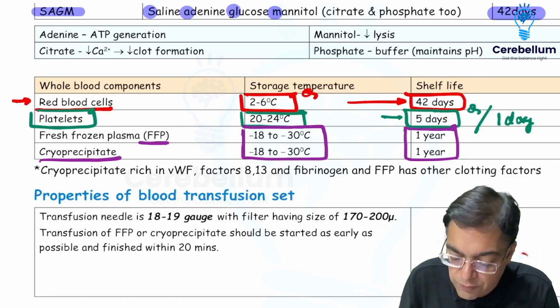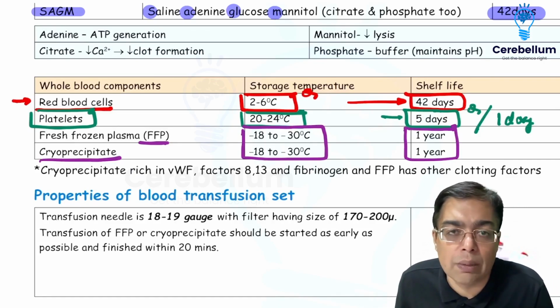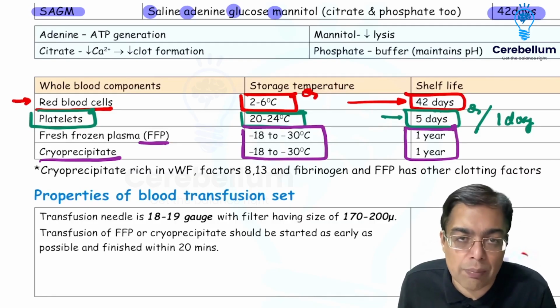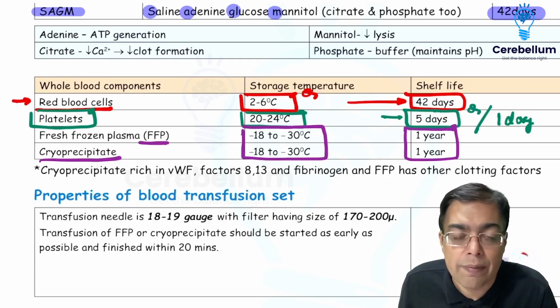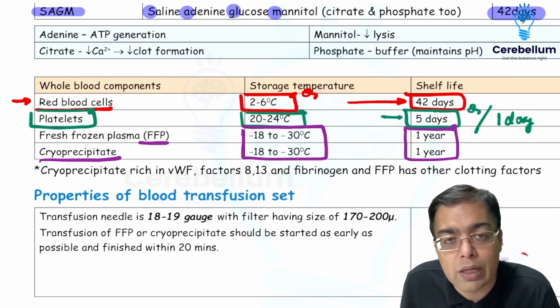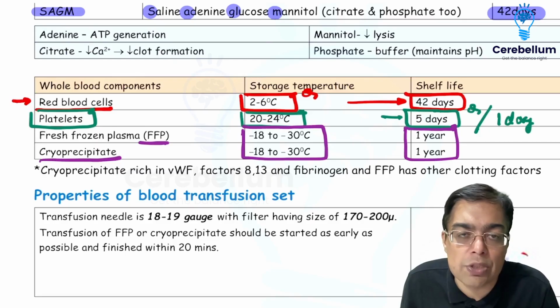Very rare situation in which, let us say, the patient is having febrile neutropenia, or the patient is going to be having the presence of something like aplastic anemia. You may have to give these patients granulocyte concentrate. So granulocytes or WBCs are again going to have a shelf life of around 24 hours.